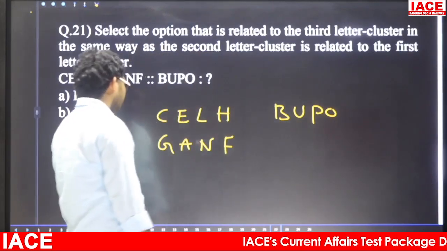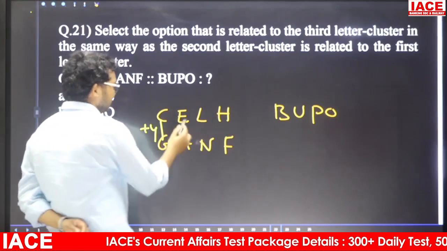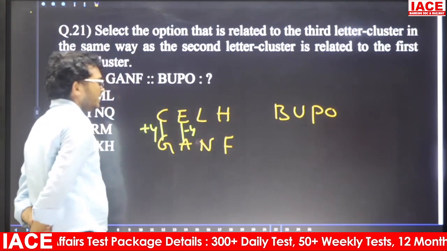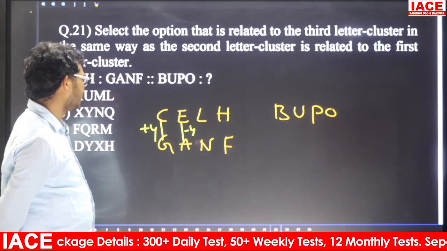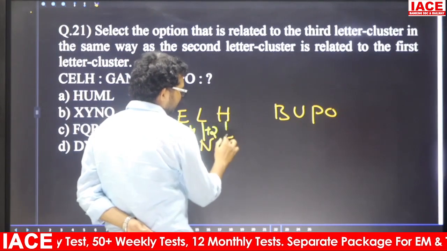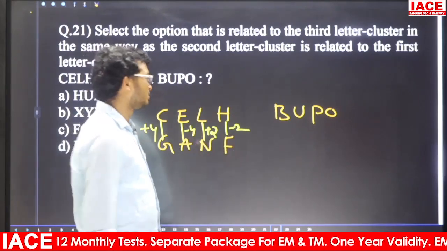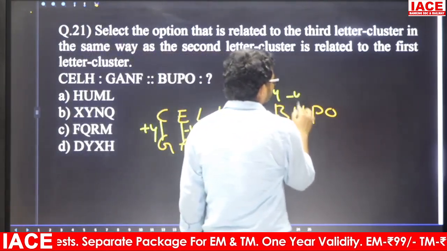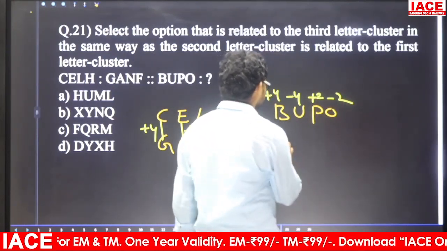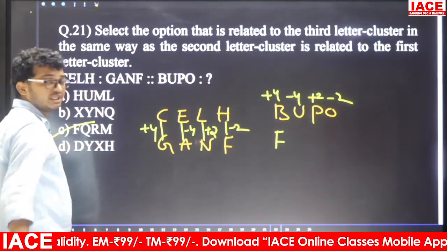Friends, here the logic is C and G, plus 4. Next E and A, minus 4. E is 5, 5 minus 4 is 1, that means A. Next L and N, plus 2. H and F, minus 2. That means the logic is plus 4, minus 4, plus 2, minus 2. Then B plus 4. B is 2, plus 4 is 6, 6 means F. So with F, how many options are there? One option. So the answer is option C.